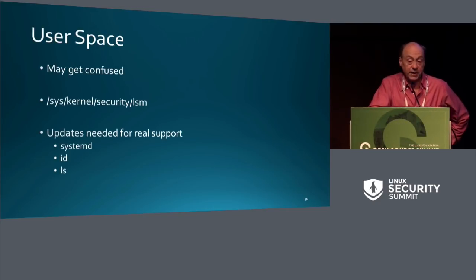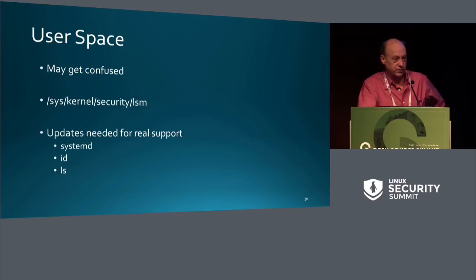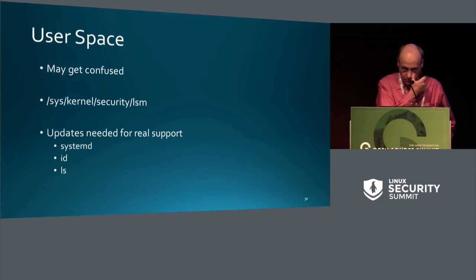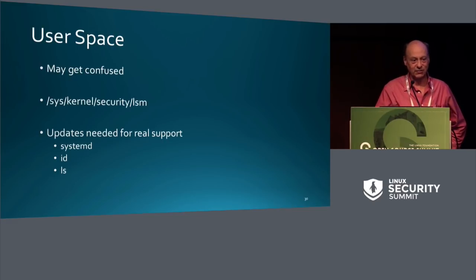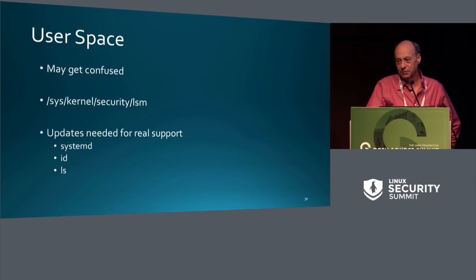There are issues with user space. User space may get confused over which security module you're using if you're using multiples. The id command is my personal favorite. If you use id -Z, which is supposed to tell you the security context, it'll tell you, you don't have SELinux installed, I won't give it to you. If you do have SELinux, it will always give you SELinux. But what about the other information?